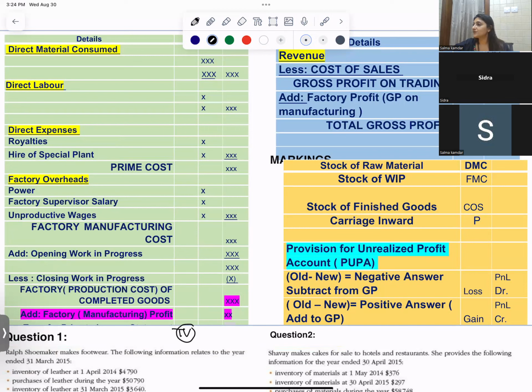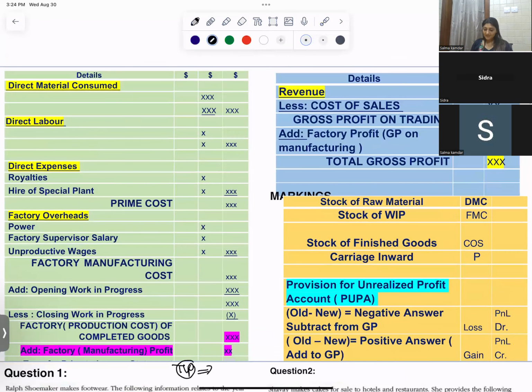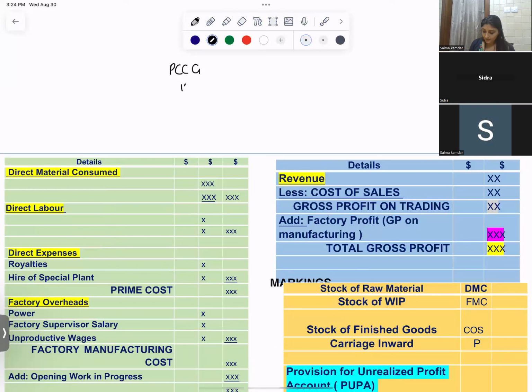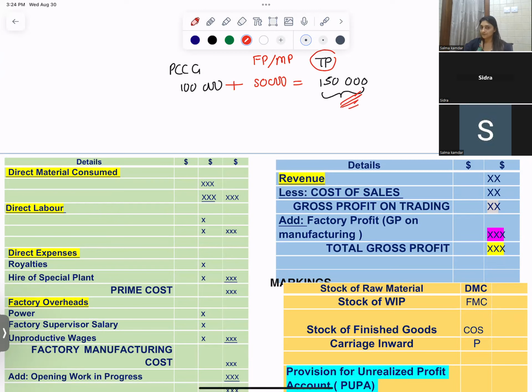Can you tell me what a transfer value denotes? The cost that you have, by adding the profit to it. No. What does a transfer price denote? Suppose your PCCG is 100,000, and I would say your transfer price is 150,000. What does this 150,000 actually denote? Or I would say the factory profit is 50,000. So PCCG plus factory profit or manufacturing profit will give you a transfer price. So what does this transfer price denote?